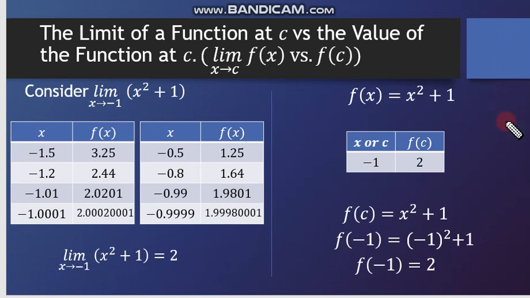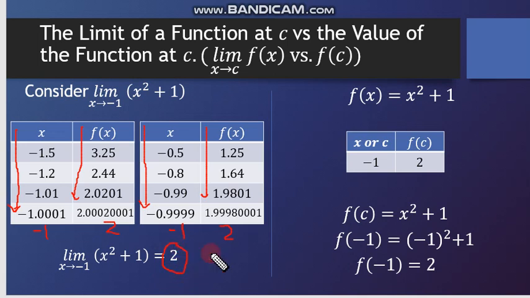Okay, for another example, the limit of x squared plus 1 as x approaches negative 1. If we construct a table of values, we can see that as x approaches negative 1 from the left side, the value of f of x approaches 2. And also on the right side, as x approaches negative 1, the value of f of x approaches 2. Therefore, the limit of the function is equal to 2.